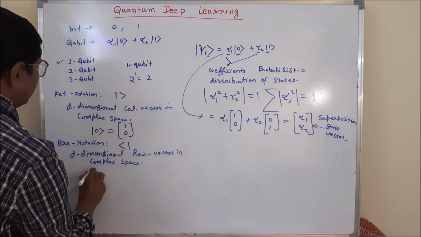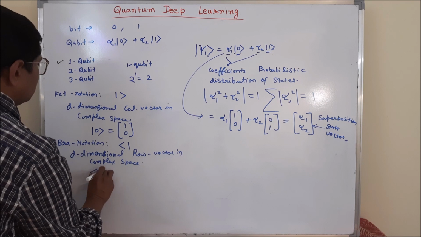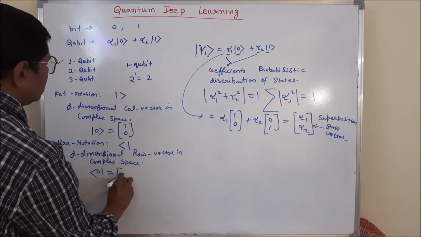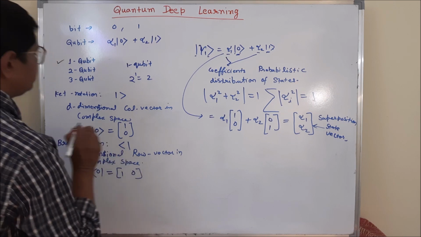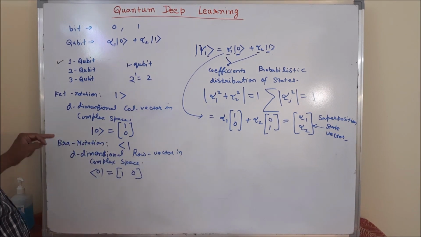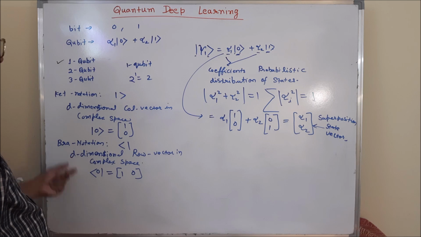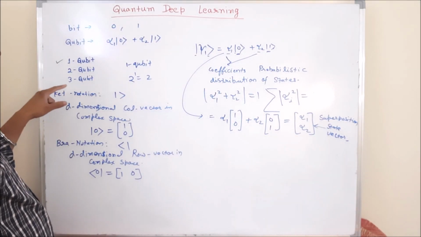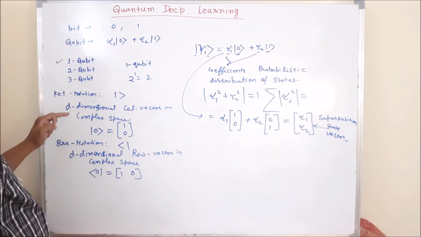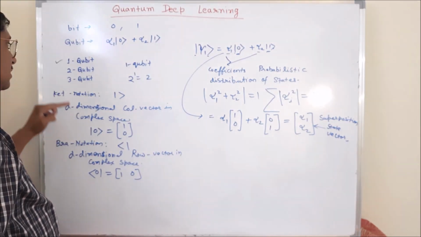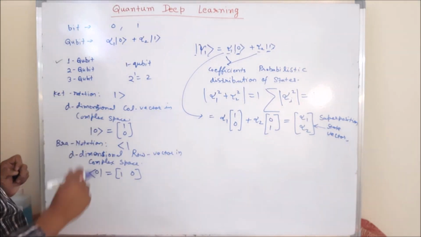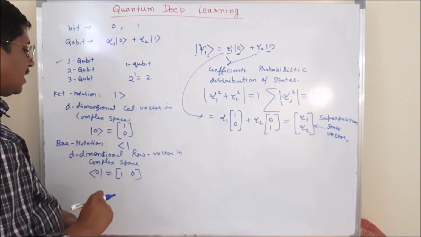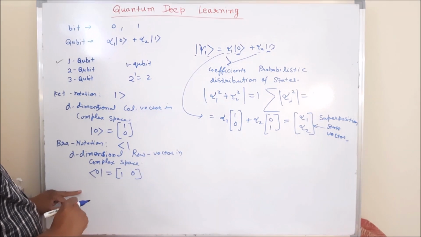So in this case, the Bra notation for this will be 1 and 0. Actually, the Bra notation of any state is the conjugate of the equivalent state in the d-dimensional and equivalent state in the Qubit notation.